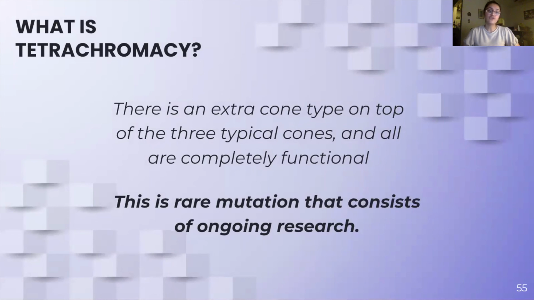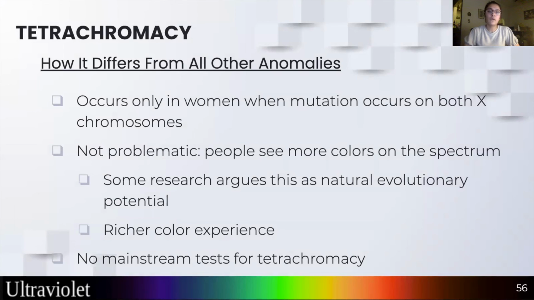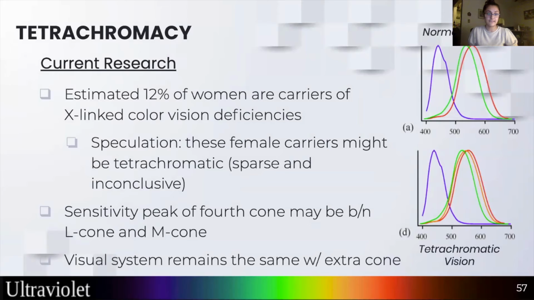Tetrachromacy is where there is an extra cone type on top of the 3 typical cones, and all are completely functional. This is a rare mutation that is the subject of ongoing research. It occurs only in women when the mutation occurs on both X chromosomes. It's not problematic, it's just that people see more colors on the spectrum. Some research argues that this is just a natural evolutionary advancement because it's a richer color experience for people with it. And because this is a relatively new area of research, there are no mainstream tests for tetrachromacy.